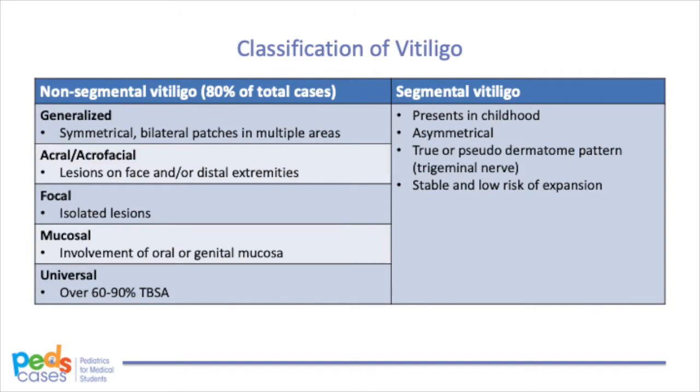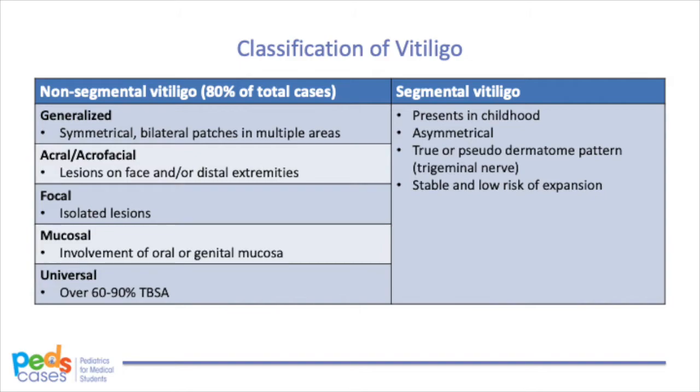Number 1. Generalized vitiligo involves symmetrical and bilateral depigmented patches of skin in multiple areas of the body. Onset is usually before age 30. Number 2. Acral or acrofacial vitiligo defines a pattern of lesions that are on the face or at distal extremities. Number 3. Focal vitiligo refers to an isolated area of skin depigmentation. Number 4. Mucosal vitiligo indicates involvement of the oral or genital mucosa. Number 5. Universal vitiligo defines cases in which there is an almost complete depigmentation of over 60 to 90% of the body.